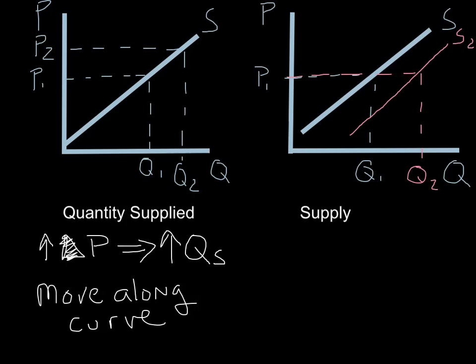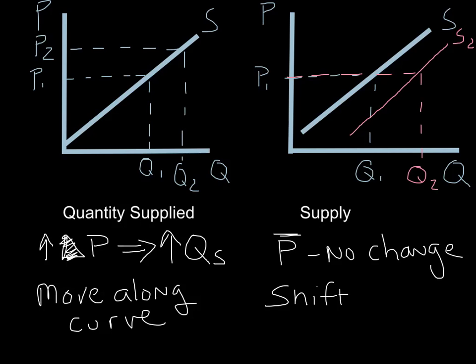How do we know it was a change in supply? Two ways. One is that the price did not change. The price remained constant, so there was no change in the price. The second way is that there was a shift in the curve. We can see on the graph that there was a shift in the curve. Those are the two ways that we know.